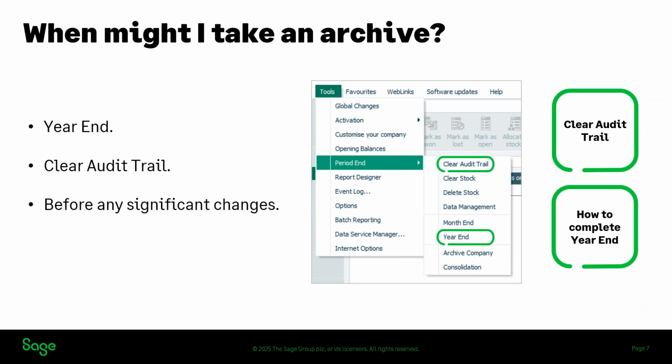You might be wondering, when might I take an archive? You can take an archive at any point in time, and there is no limit on how many times you can take one. But we strongly recommend taking one prior to running the year-end process and any time you run a clear audit trail process. You may run a clear audit trail straight after running the year-end. So if you've already taken the archive pre-year-end, you wouldn't need to take it again. But if you were to run a clear audit trail mid-year, you would then take an archive and a backup prior.